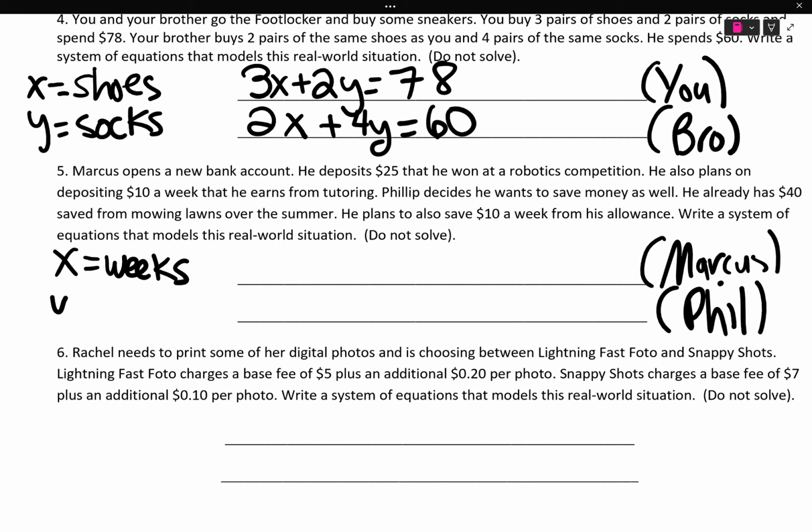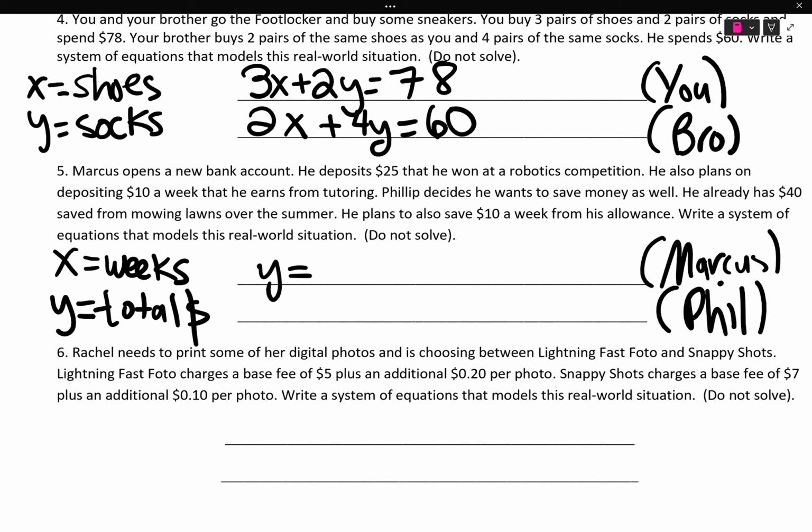Now let's think about what could Y equal? What other thing don't we know? The other thing that we don't know is how much money is in the bank account. So total money. Because each guy is going to have money in his bank account. We just don't know how much. All right. So when I think about bank accounts, I think about starting with the total. Or if I'm thinking about money, I always like to start with how much money do I have? Or how much money am I going to spend? So I'm going to start this equation with Y equals.